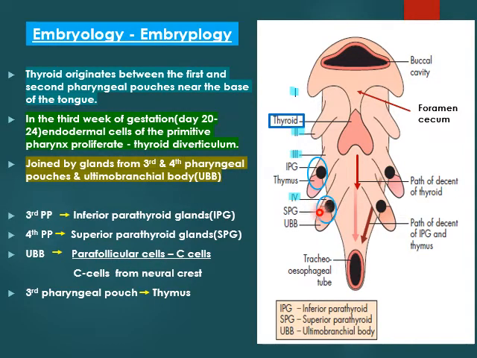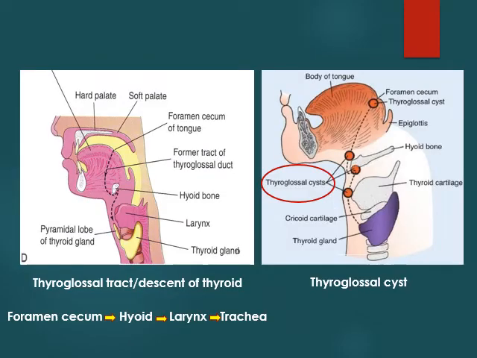The ultimobranchial body from the fourth pharyngeal pouch gives rise to the parafollicular cells, which are also known as C cells, which are of neural crest origin. The third pharyngeal pouch also gives rise to the thymus, which also descends together into the thorax. The thyroglossal duct marks the direction of the descent of the thyroid.